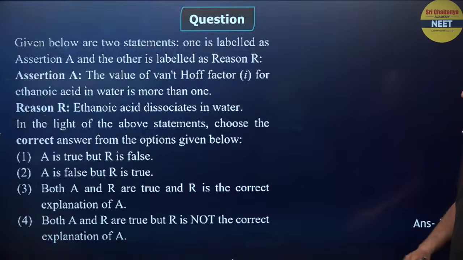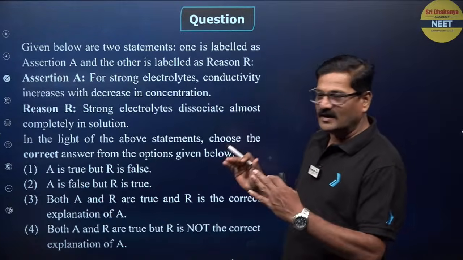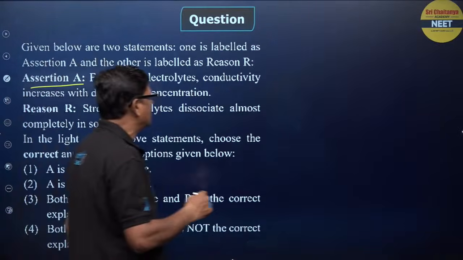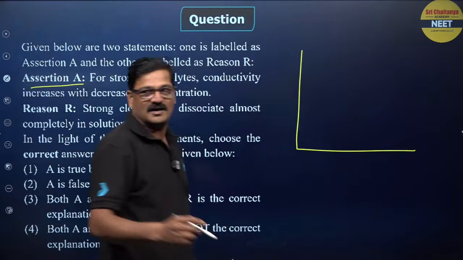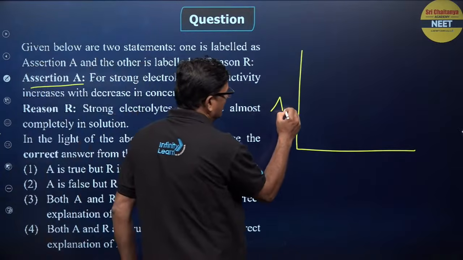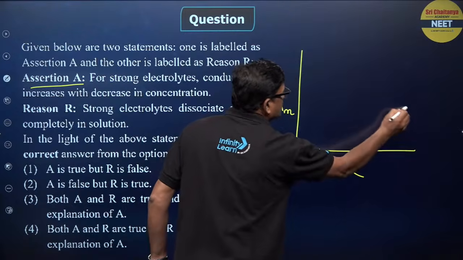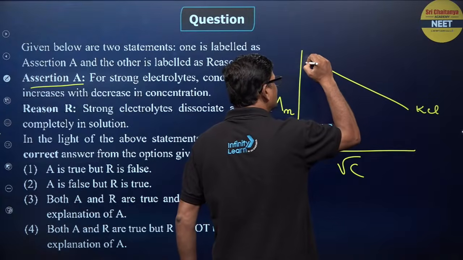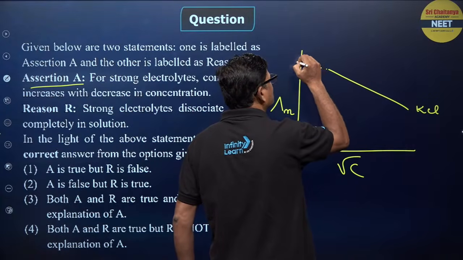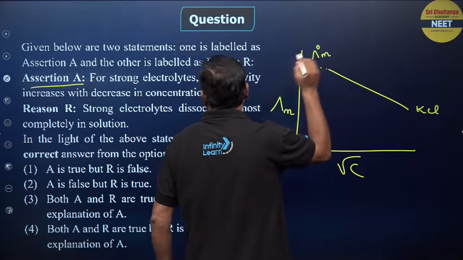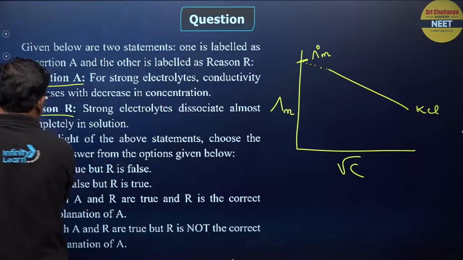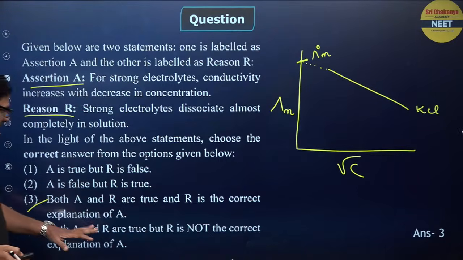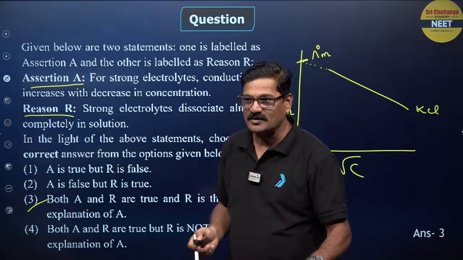Clear? And the rapid fire drill is there. Assertion: for strong electrolytes, conductivity increases with decrease in concentration. By the Debye-Huckel-Onsager equation, the plot of molar conductance against root concentration is going to be like this for KCl, and that intercept is going to be the limiting molar conductance. So a strong electrolyte dissociates, correct. Again both A and R are true, and R is the correct explanation of the assertion. Are you getting or not? Clear?